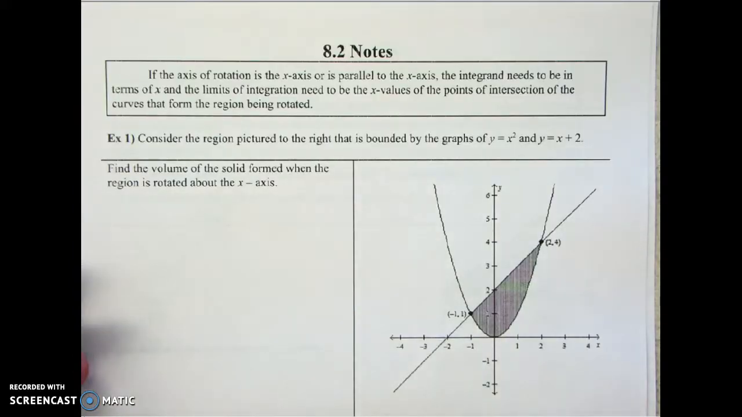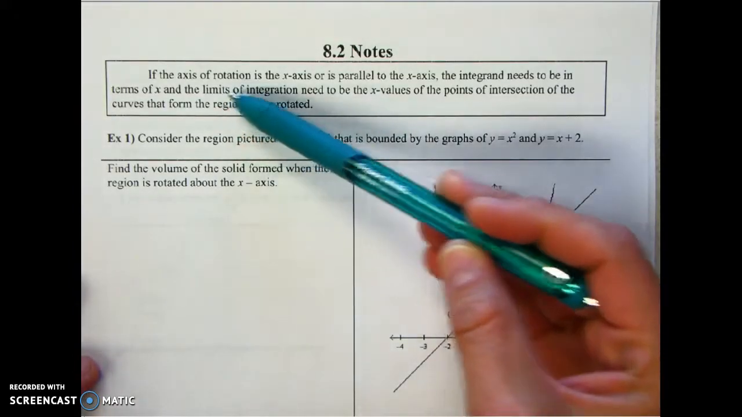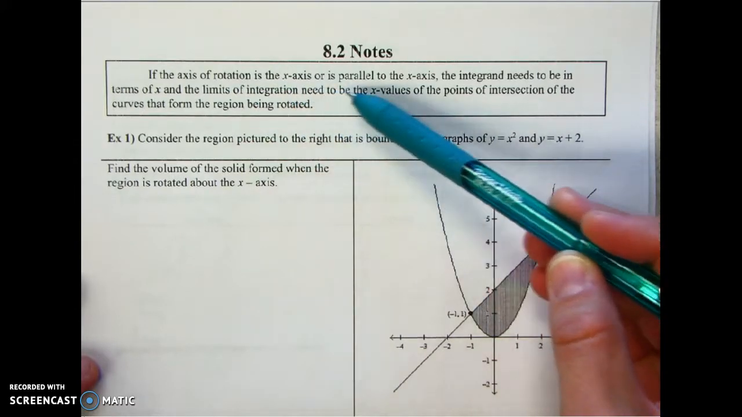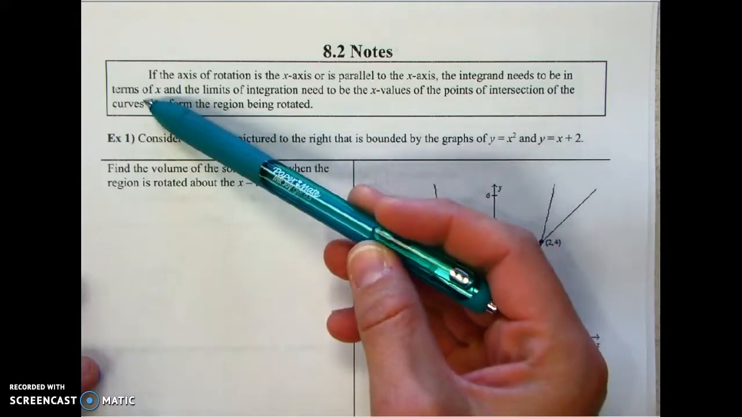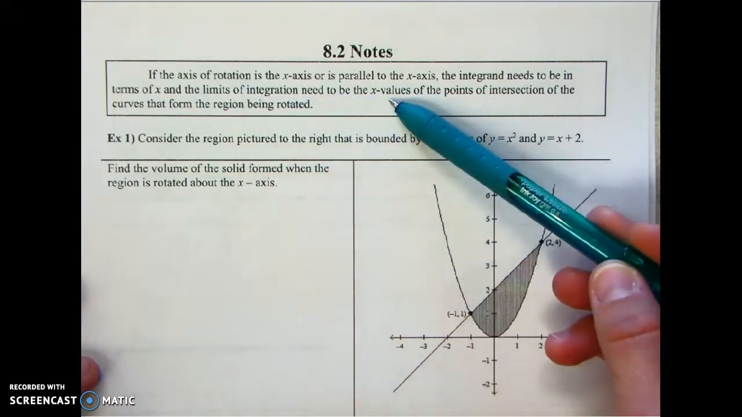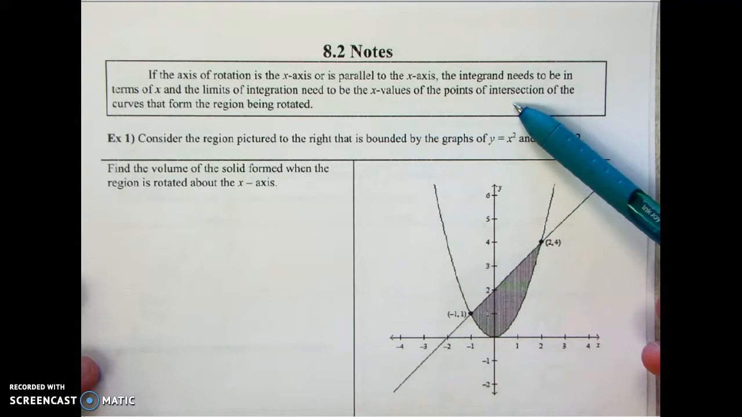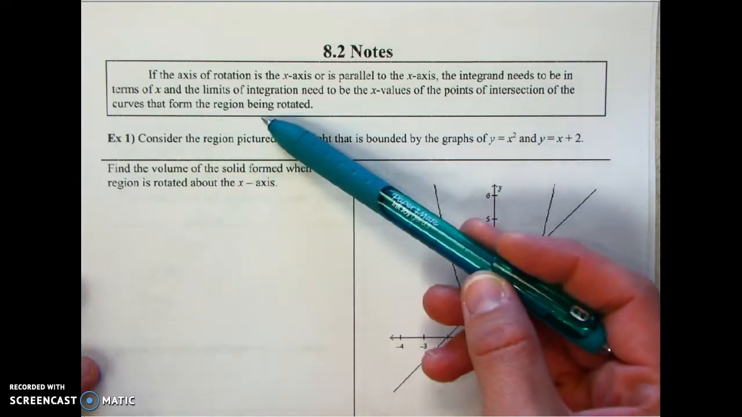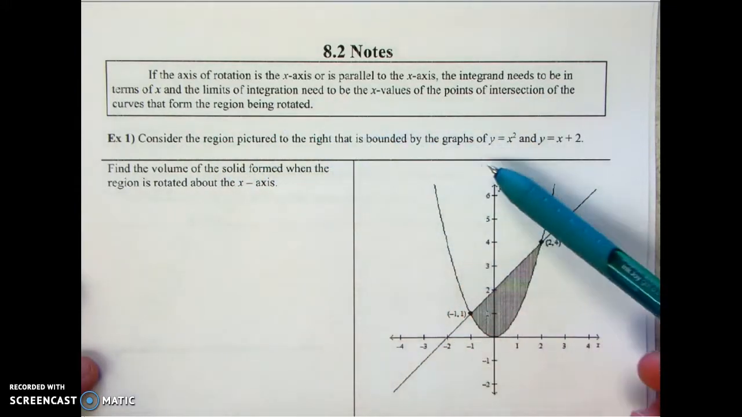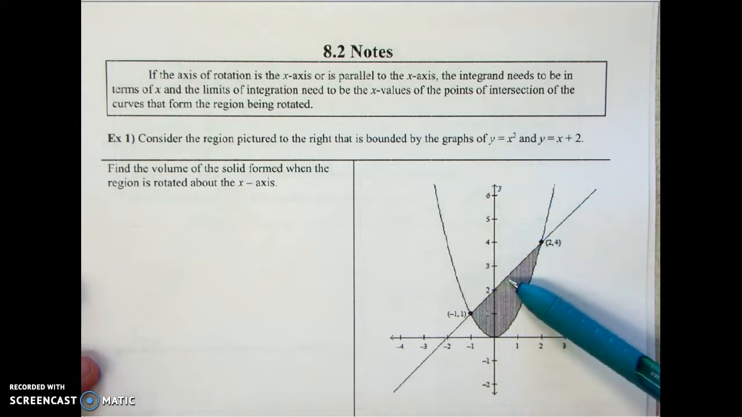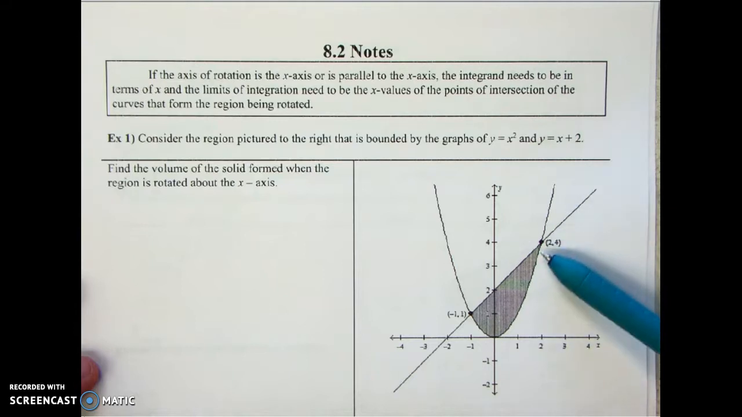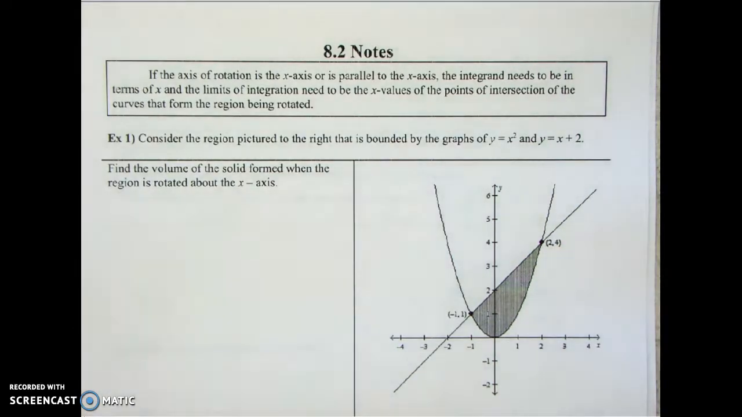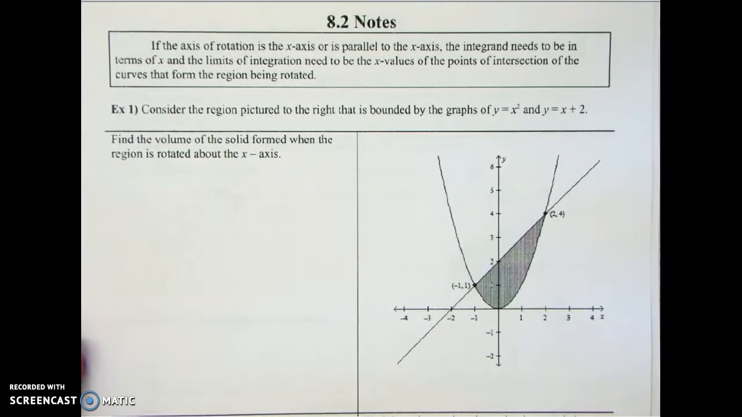Okay, here are some examples. Ready? If the axis of rotation is the x-axis or parallel to the x-axis, the integrand needs to be in terms of x, and the limits of integration need to be the x values of the points of intersection of the curves that form the region being rotated. Consider this region pictured to the right that is bounded by these two graphs. These are the most simple equations. We have a parabola and a line. Find the volume of the solid formed when the region is rotated about the x-axis.